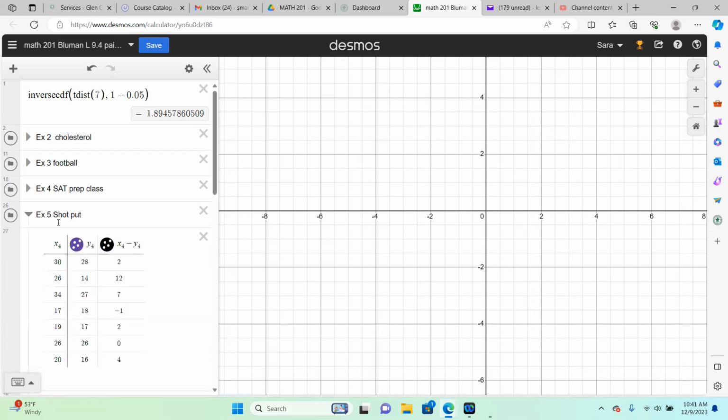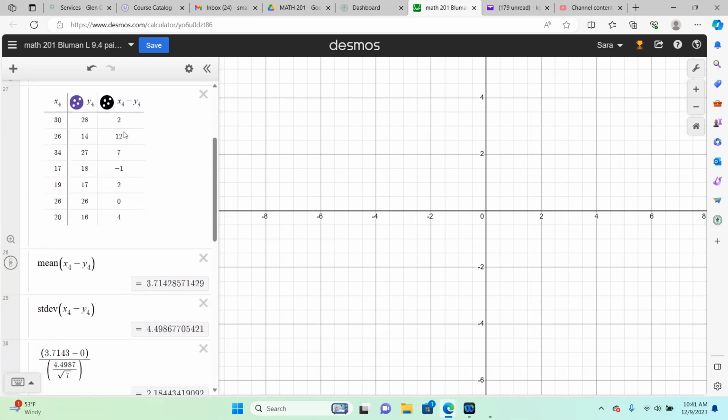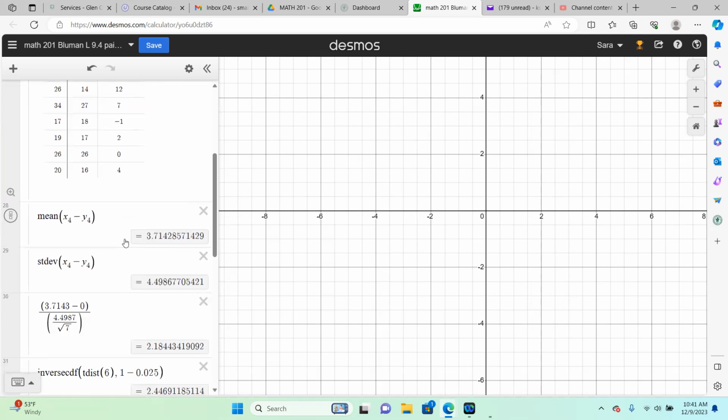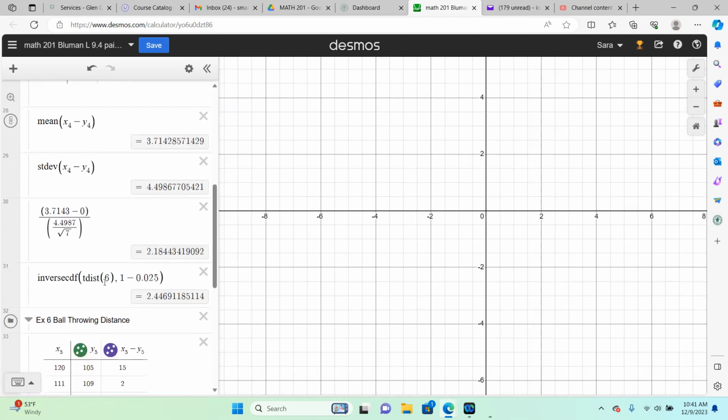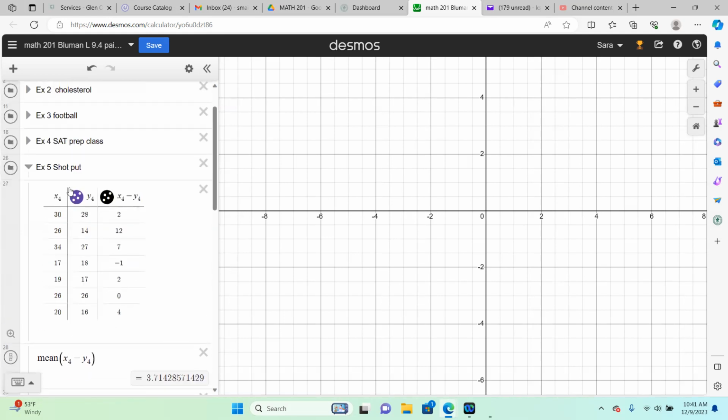So we're going to the shot put, and there it is. There are the differences we calculated, and the mean is 3.71, and the standard deviation is 4.499. And I calculated the test statistic, which is 2.184, and the critical T is 2.447. And remember, it's always n-1, so your degrees of freedom go in for that critical T value.